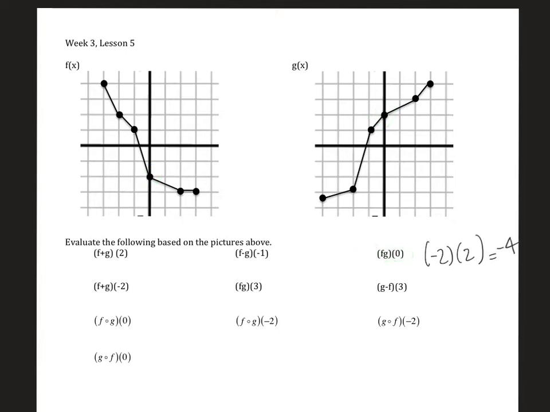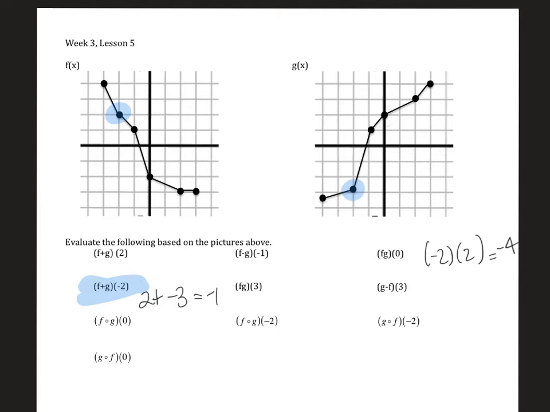Okay, so let's do another one. Let's do this one. So this is, again, an addition of values. I just have to evaluate both of the functions at -2. So here's the f function at -2, and here's the g function at -2. When I add up those numbers, for the f function it's 2, for the g function it's -3. Adding those up, I get -1.